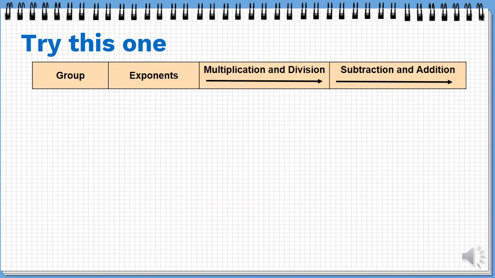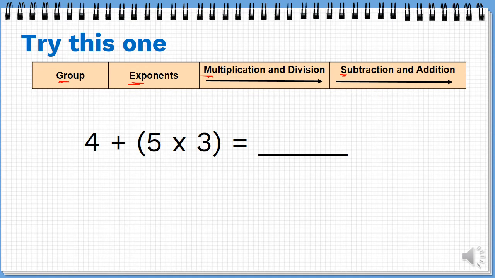Okay, so let us try some. Now, if you notice here, I put this little diagram here to remember. Here is the G for groups, E for exponents, M for multiplication and division, and S for subtraction and addition. So you just have to move through it step by step so that you know what to do. So let's try one. 4 plus bracket 5 times 3 bracket. All right, so what are we to do?